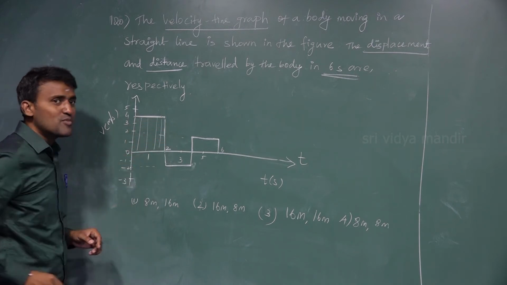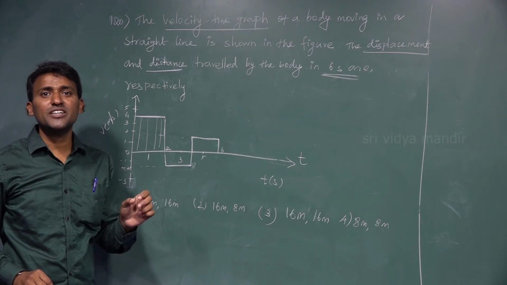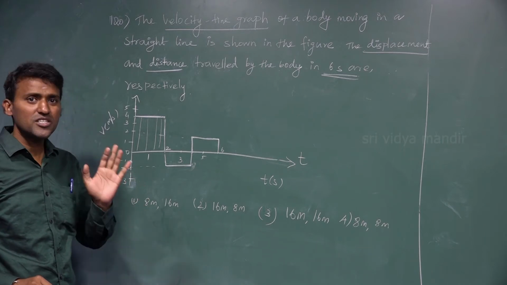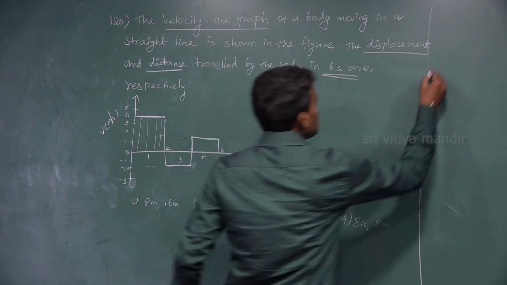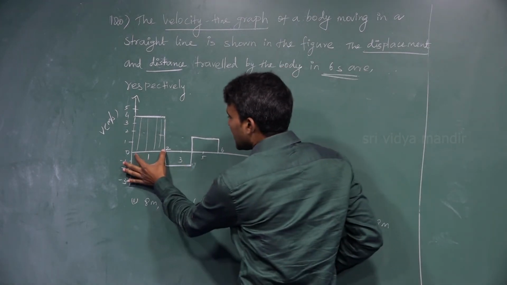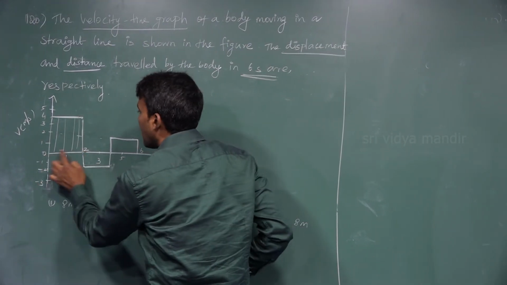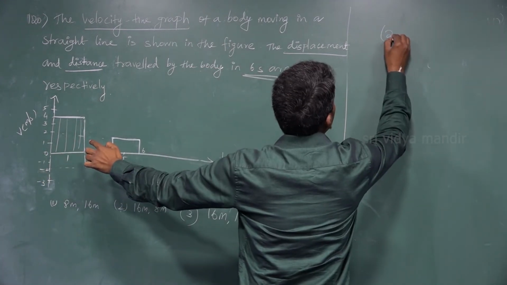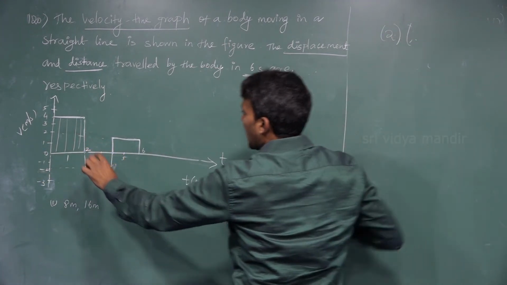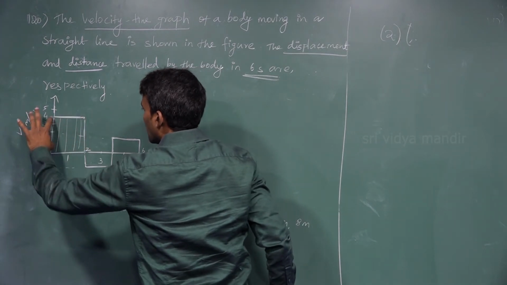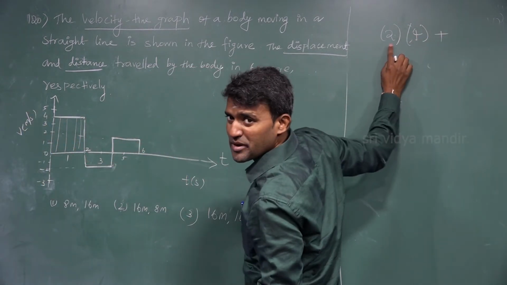See here, displacement is a vector quantity and distance is a scalar quantity. First I am writing displacement. For the first part, the length is 2 minus 0, since the final position is 2 and the initial position is 0, so it is 2. And the breadth is 4 minus 0, that is 4. So area is length into breadth.